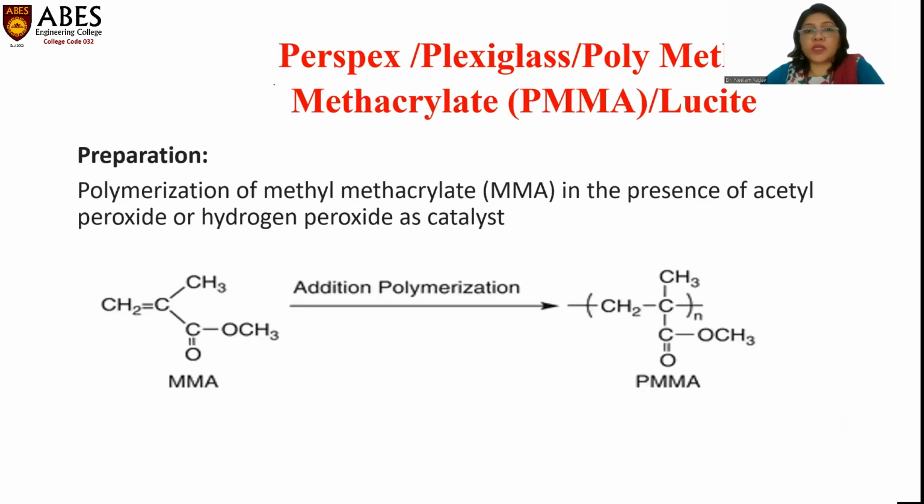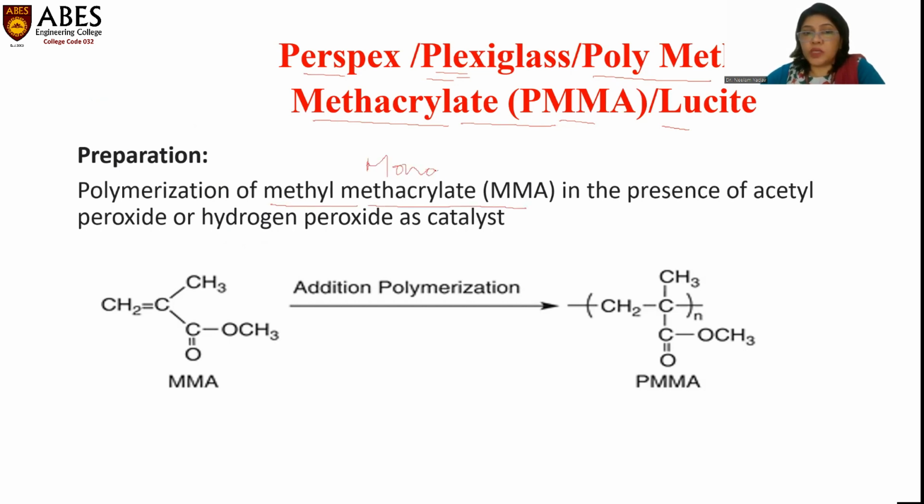Now, the next thermoplastic which I'll be discussing is polymethyl methacrylate, also termed as PMMA. The other name for this polymethyl methacrylate is Lucite. It is also called Perspex and plexiglass, because it has a property somewhat comparable to glass, so the term plexiglass is also given to this PMMA. The preparation of PMMA is done by using methyl methacrylate as a monomer unit.